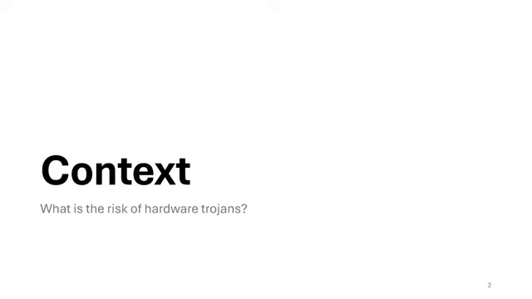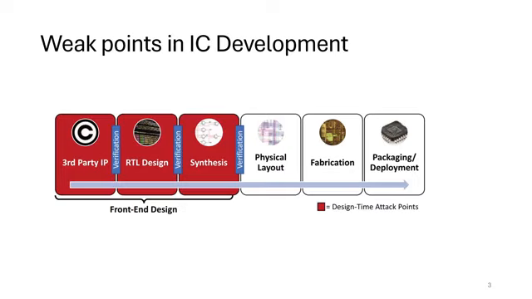So, this paper is focused on a very specific type of hardware Trojan. It's implemented during the front-end design of an integrated circuit. All of these stages have possible attack points, but front-end specifically has a design time attack point. Well, how could this happen? Like if we're designing hardware, why would the RTL design be a vector of attack? Don't we make that ourselves?